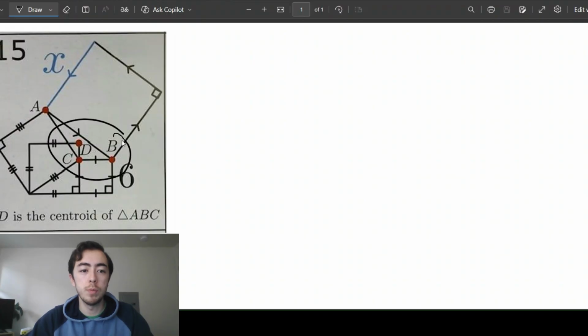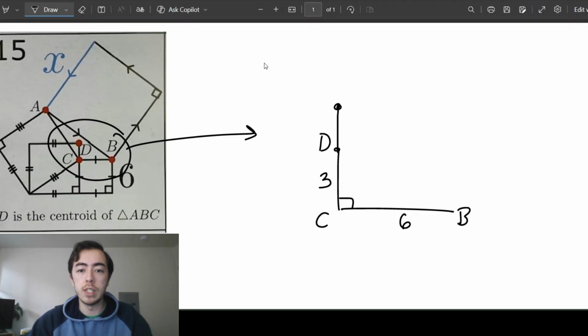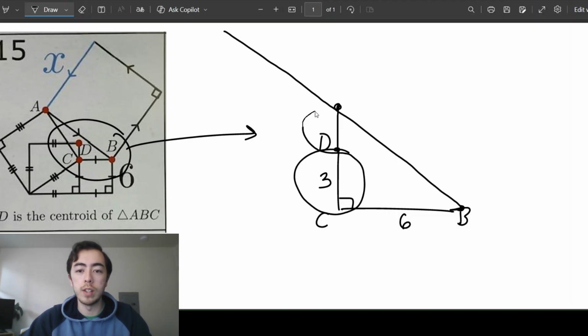Let me redraw this portion of the diagram just so I can zoom in a bit more. So there's C and D. Here is B. We know that this side is 6 now. We know this side is 3 now. Looks like we have a right triangle there, and we have some kind of unknown distance from D to the segment that joins A and B. However, it's not that unknown. We do know that D is the centroid, and the centroid has an interesting feature where this length is always twice that length.